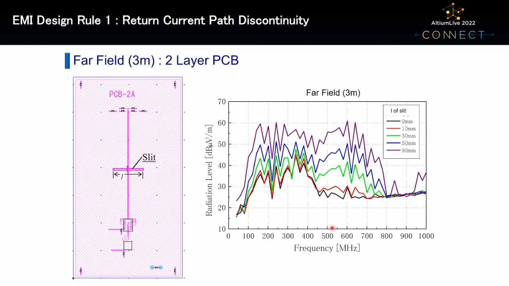This is the result of far field. The measurement result when the slit width of the ground is gradually expanded is plotted. The black line is the radiation level in the case of no slit. That's an ideal condition. As you can see, the longer the slit width, the stronger the electric field strength that can be observed in far field.